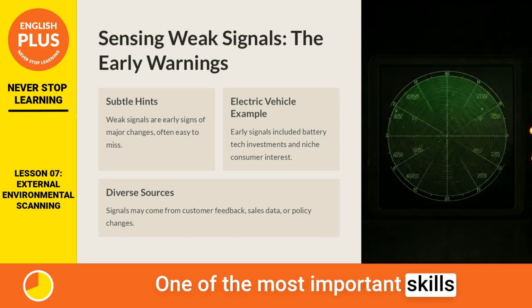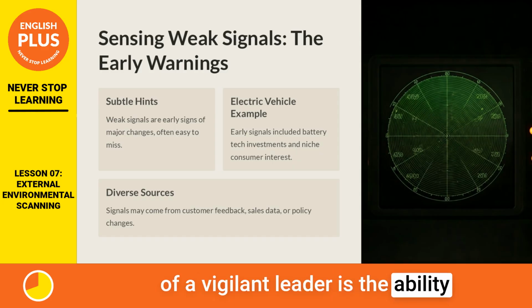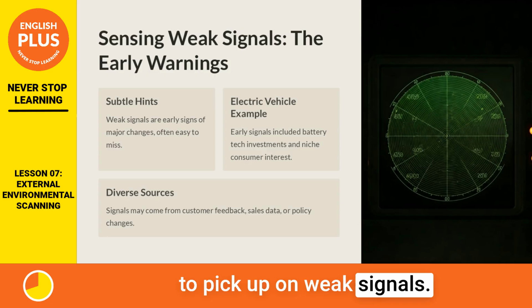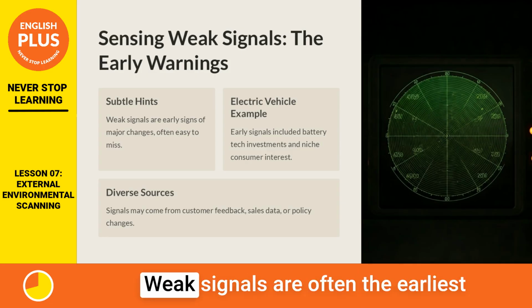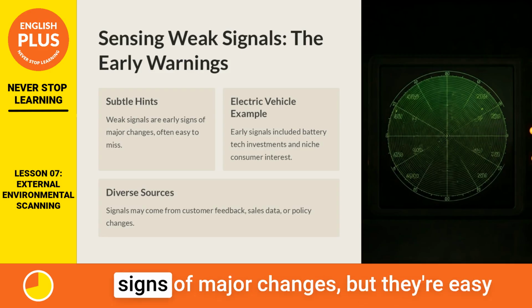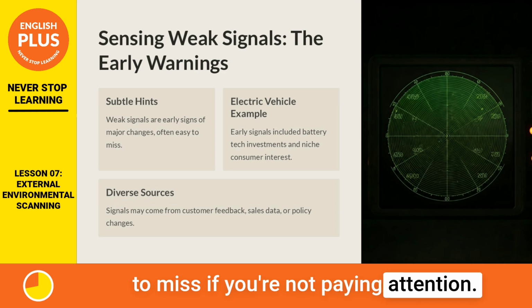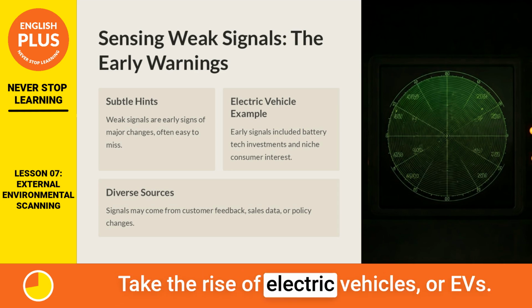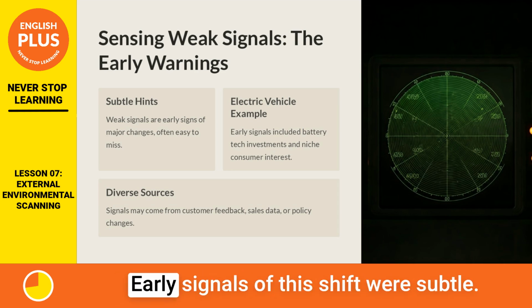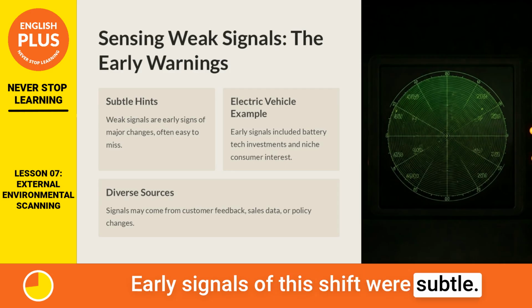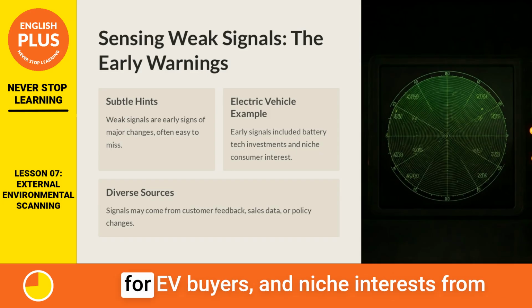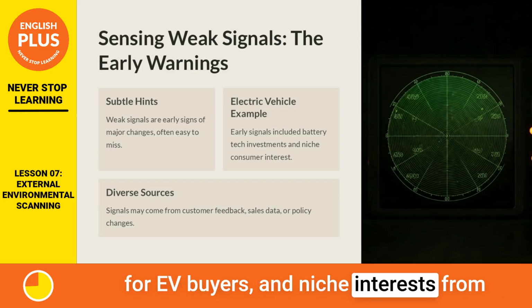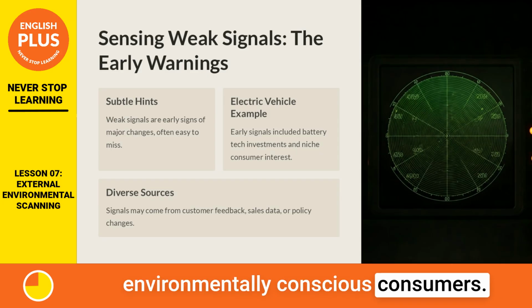One of the most important skills of a vigilant leader is the ability to pick up on weak signals, subtle hints that something big might be on the horizon. Weak signals are often the earliest signs of major changes, but they're easy to miss if you're not paying attention. Take the rise of electric vehicles, or EVs. Early signals of this shift were subtle. Increased investment in battery technology, small government incentives for EV buyers, and niche interest from environmentally conscious consumers.